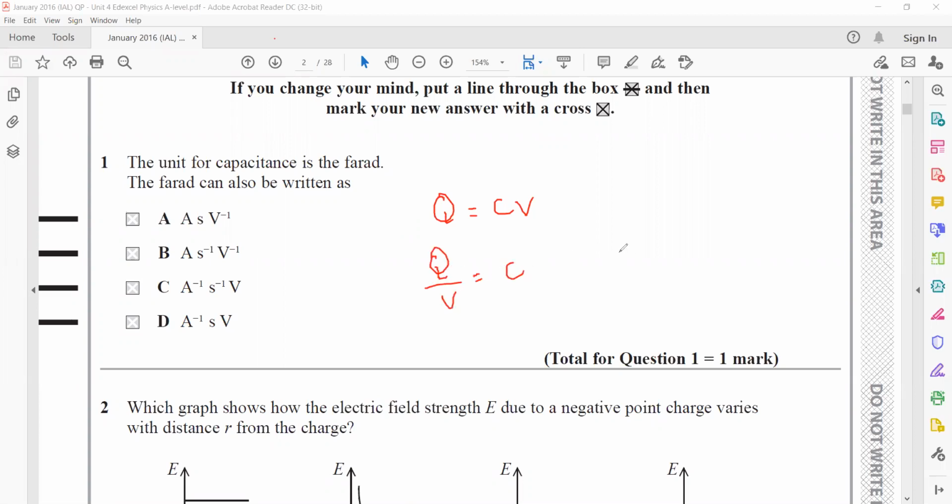Where Q is the charge. Current is equal to the rate of flow of charge, so I is equal to Q divided by T, so Q is equal to I into T. So in place of Q we can write IT divided by V. The unit of current is ampere, unit of time is second, and unit of voltage is volt, so we'll move this in the numerator. So it will be ampere second volt inverse, so that's why E is the right answer.